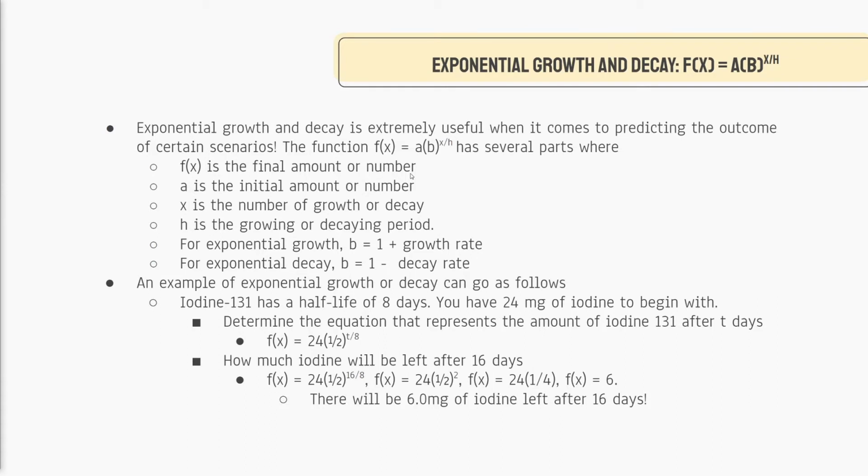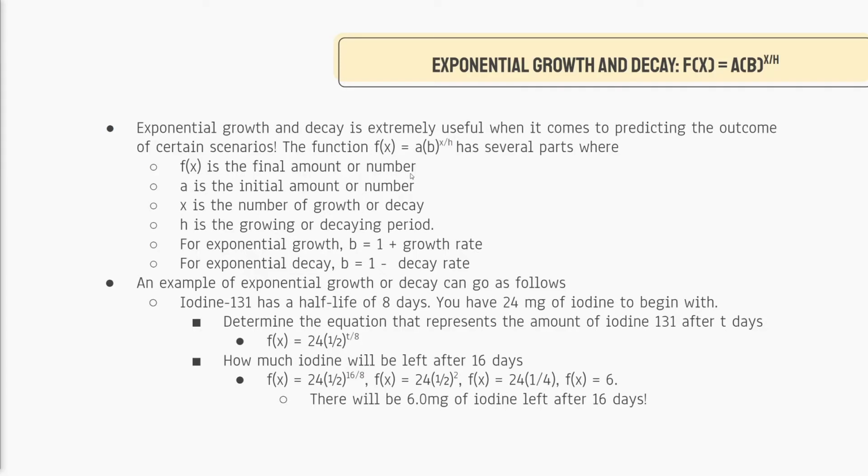So f of x is the final amount or number, a is the initial amount or number, x is the number of growth or decay, h is the growing or decaying period, and then for exponential growth, b is equal to 1 plus the growth rate, and for exponential decay, b is equal to 1 minus the decay rate.